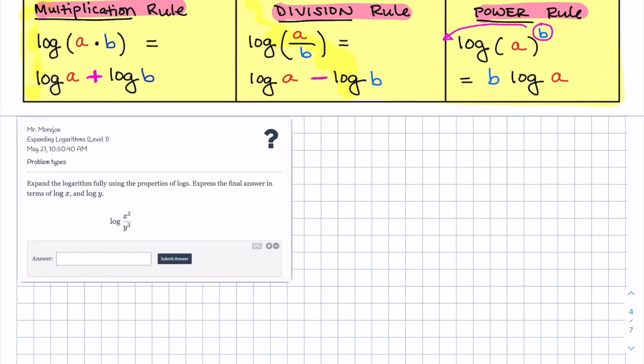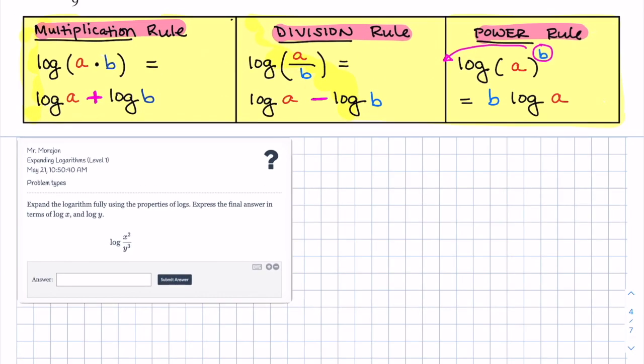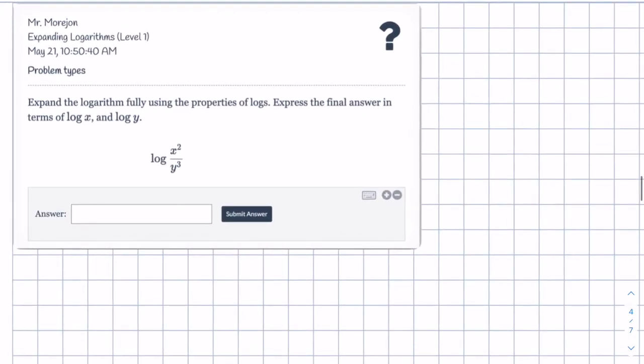So I'm going to focus on this first problem. Just before we go, just recall the relationship here that if you see multiplication inside of a logarithm, that becomes addition of two separate logs. If you see division inside of a logarithm, that becomes subtraction of two different logs. And if you see a power raised to another power, that power actually ends up moving to the front of the log. It tells you the number of copies of that log that you have. So I'm going to go ahead and start with this one.